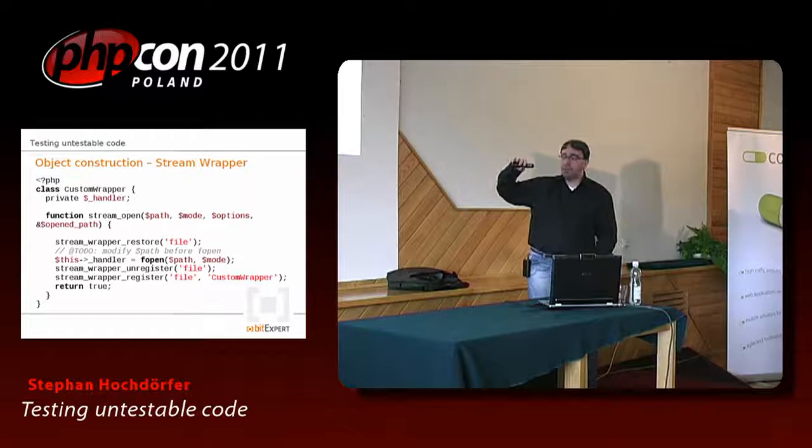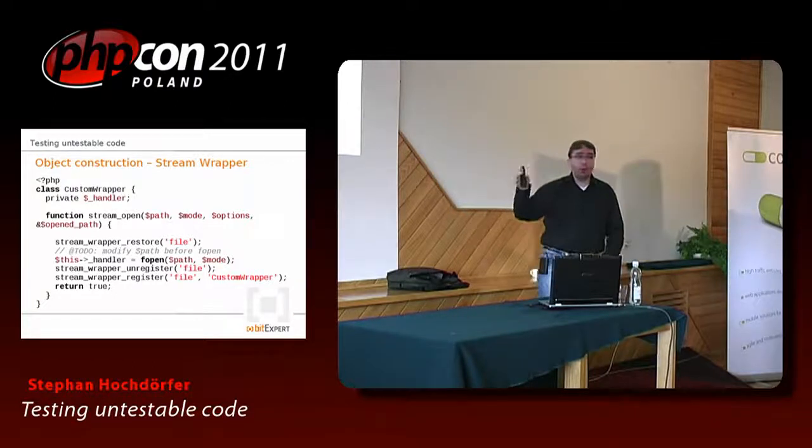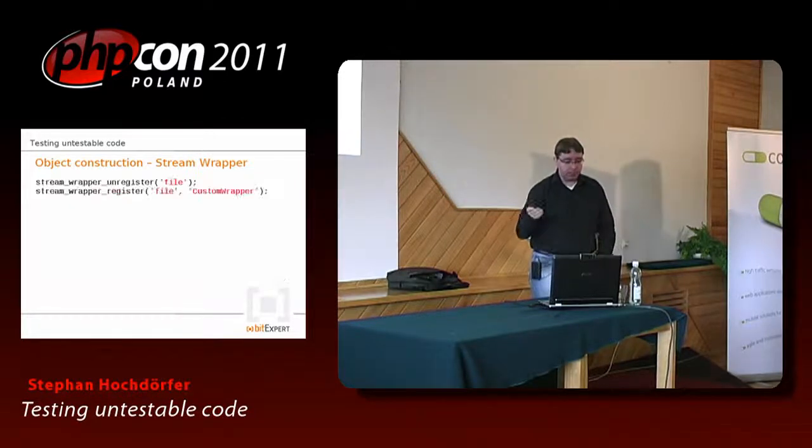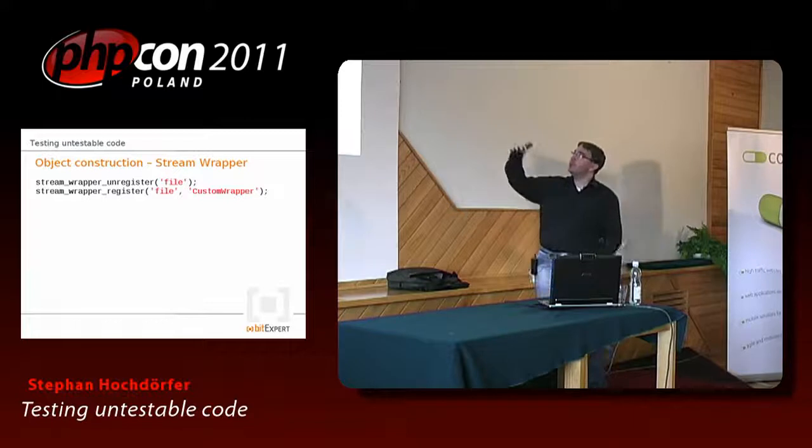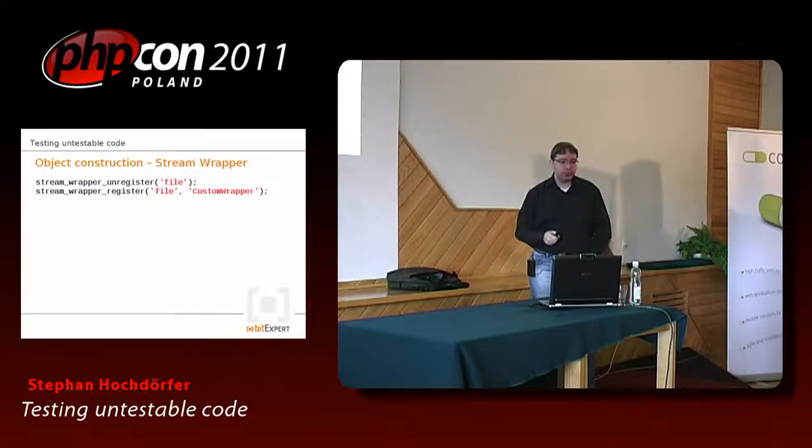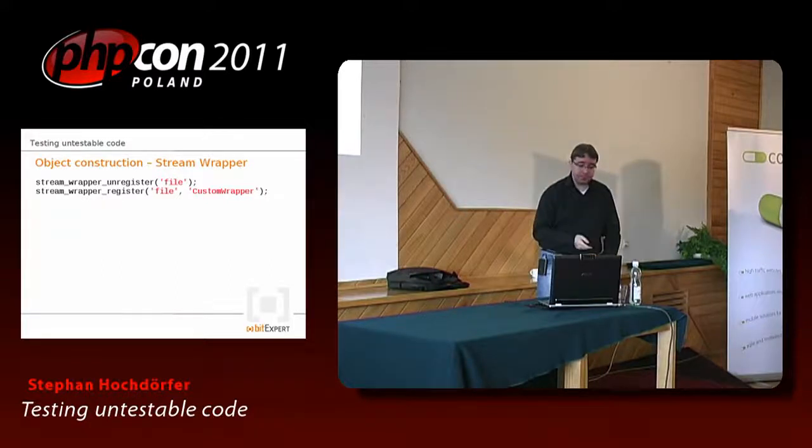So the PHP interpreter does not really know where the file is coming from, where the content is coming from. It would just read it and behave normally. So all you have to do is unregister the default file stream wrapper and register your custom class. And this is completely transparent.